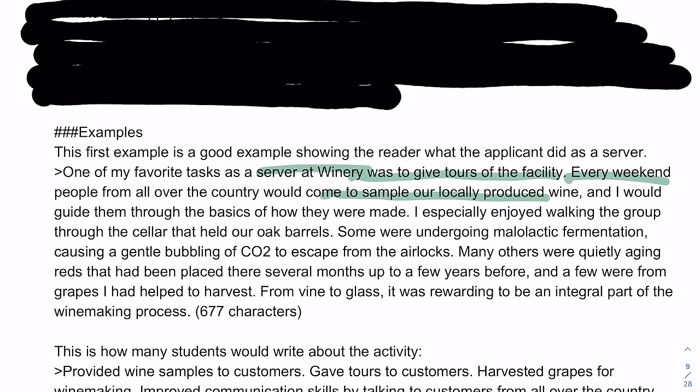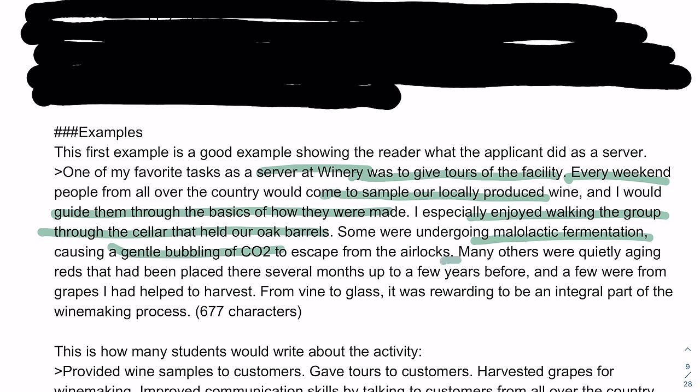And the student doesn't say, because I interacted with a large amount of people, I was able to build my communication skills. No, it tells me right away that this person was interacting with these people. So I probably can extrapolate that from the story. I would guide them through the basics of how they were made. I enjoyed walking the group through the cellar that held our oak barrels, right? I'm picturing this, I'm smelling it. It's very engaging, very interesting. Malolactic fermentation, gentle bubbling of CO2, right? Story and just visuals are great.